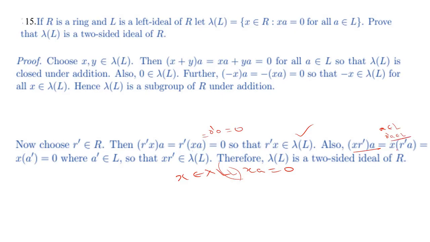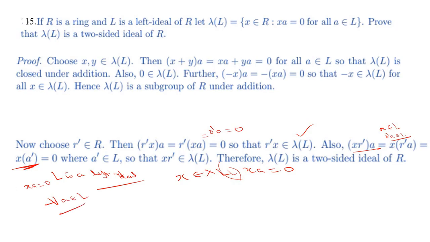So you will have x into a prime, x into a prime. We want this one to be a member of capital L, and that is because L is a left ideal. If that is not given, nothing could be proved. So because of this condition, we have by the definition xa to be 0 for all a in L.